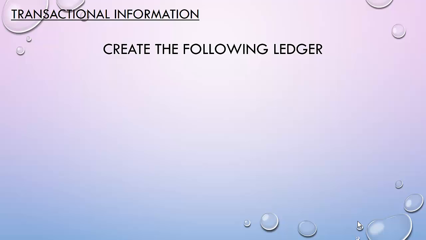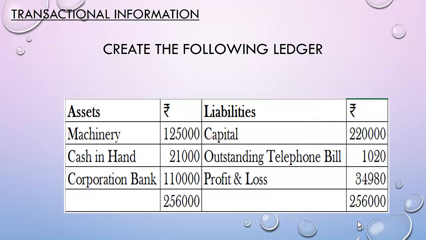Now again create the following ledgers. We have already covered ledger creation, but I will repeat how we can create a ledger. Some asset and liability ledgers are required: machinery is 1,25,000, cash in hand is 21,000, Corporation Bank is 1,10,000, capital balance is 2,20,000, outstanding telephone bill is 1,020 rupees, and profit and loss balance is 34,980. So let's create the same.